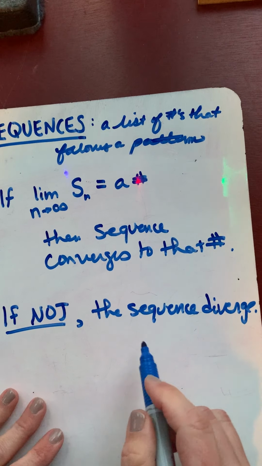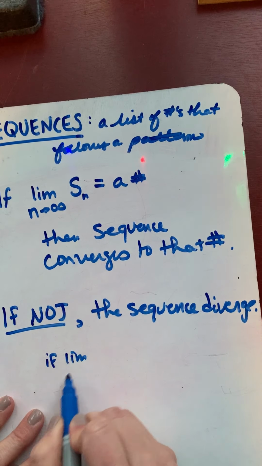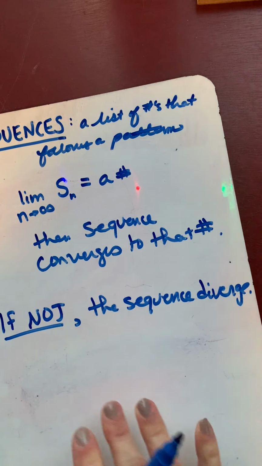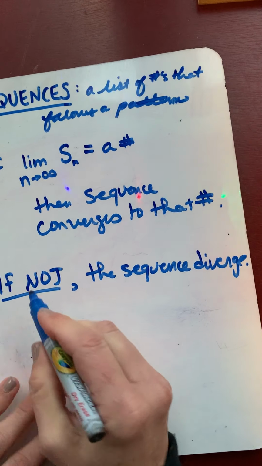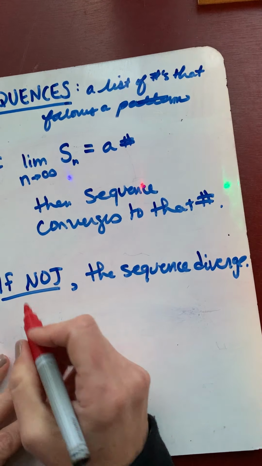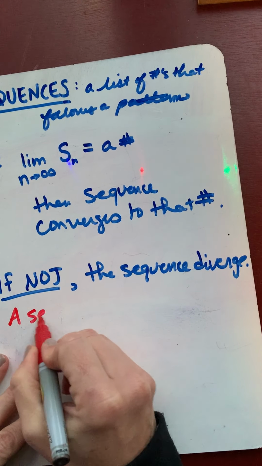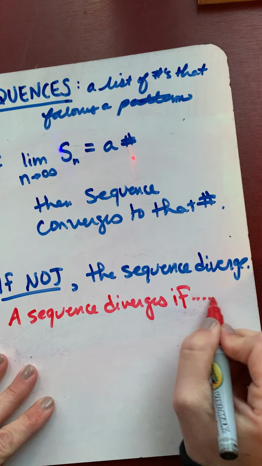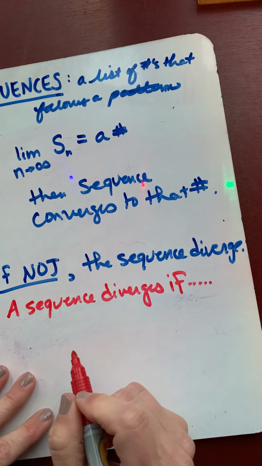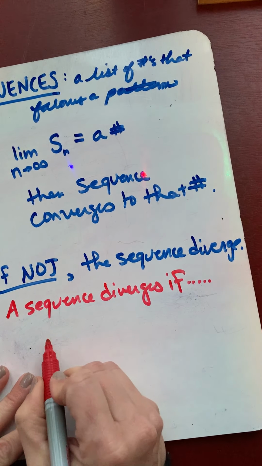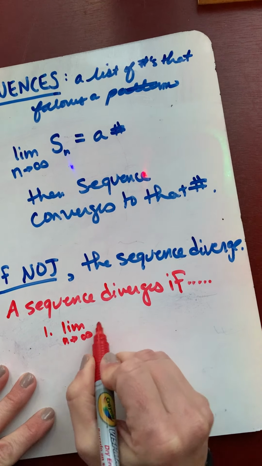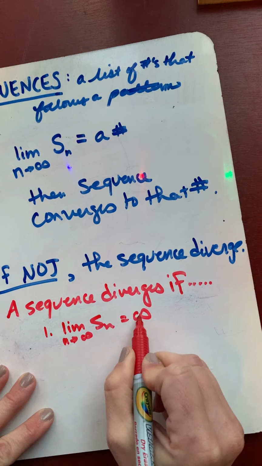Well, why didn't I say if the limit as n approaches infinity of the sequence equals infinity, then the sequence diverges? I didn't say that. And that's because there's more than just one option. So how can this happen? How can a sequence diverge? So a sequence diverges if one of three things happens. Well, and actually really one of two things happens. One, the limit of the sequence is infinity, like we just said.